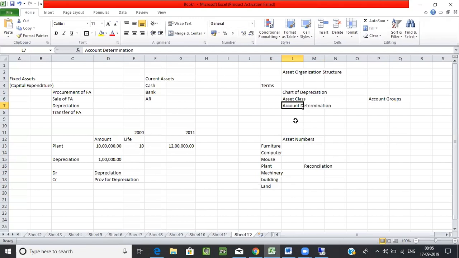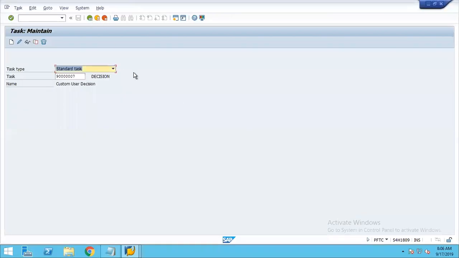So the account determination says, when you are procuring, selling, providing depreciation, or transferring, what GL it has to hit. This account determination is based on the asset category. It means asset group. I'll just show you that part.